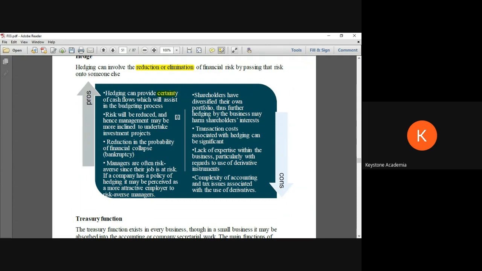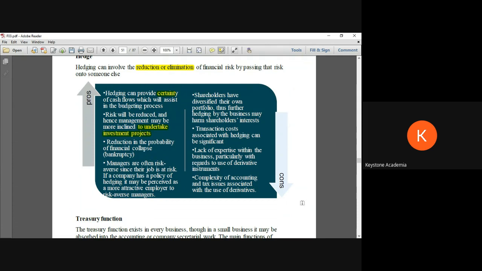Then risk will be reduced, and hence management may be more inclined to undertake investment projects. More trust in the management. In fact, not only the management, but the other stakeholders as well. Then reduction in the probability of financial collapse.